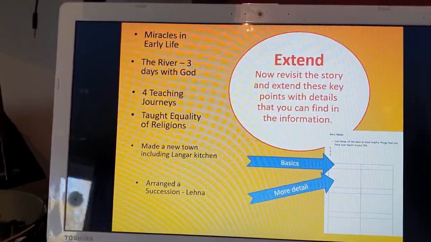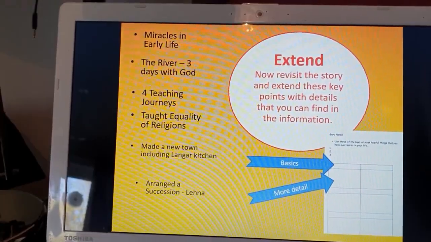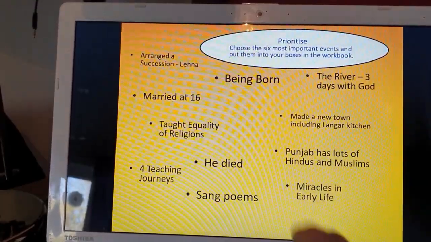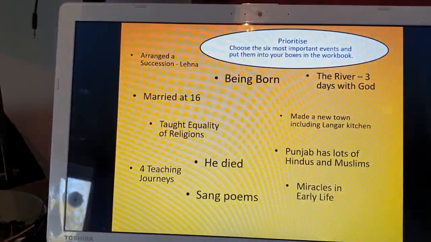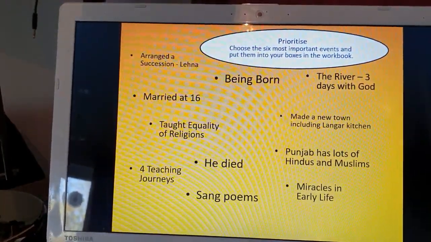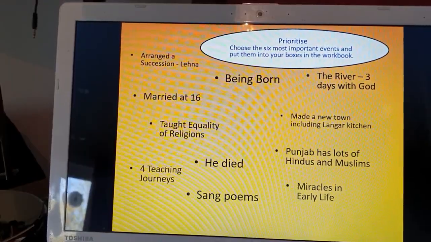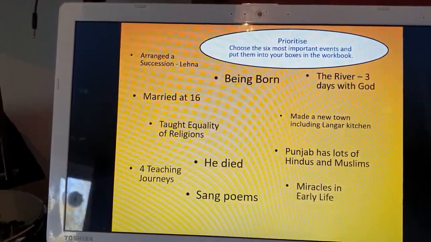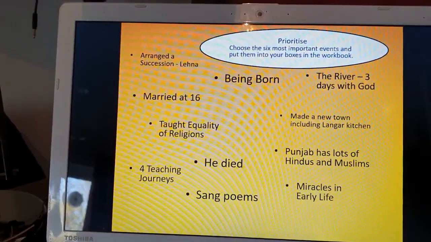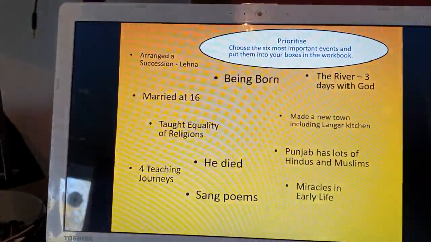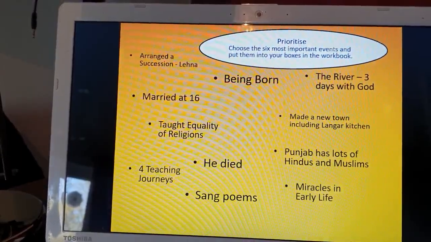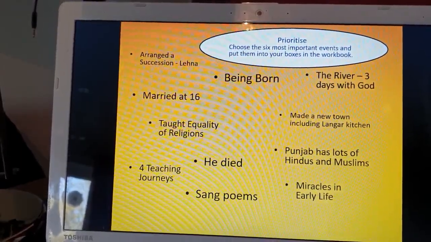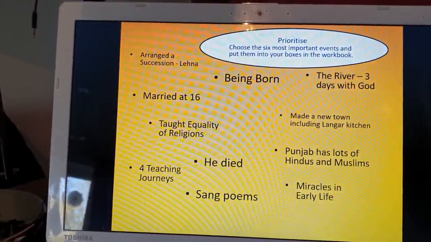So, sometimes in lessons someone said, being born's the most important thing because without being born there wouldn't even be a Guru Nanak and there wouldn't be a religion of Sikhism. Well, yeah, that's a good point, but everyone is born and dies, so I think we can take those 2 as read, that they're not the most important things specific to Guru Nanak. But I know where you're coming from if you put those ones.